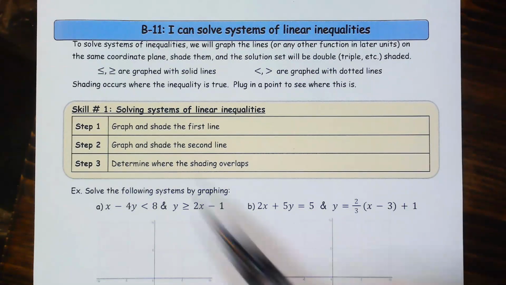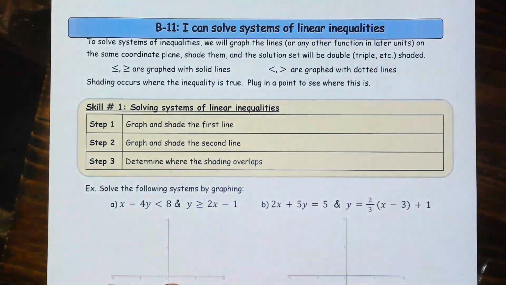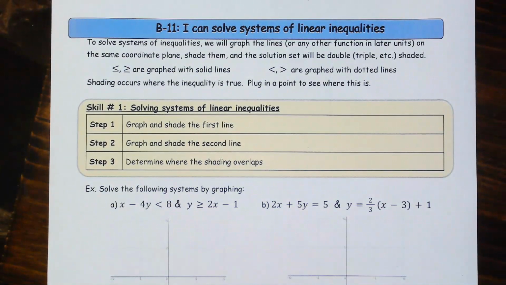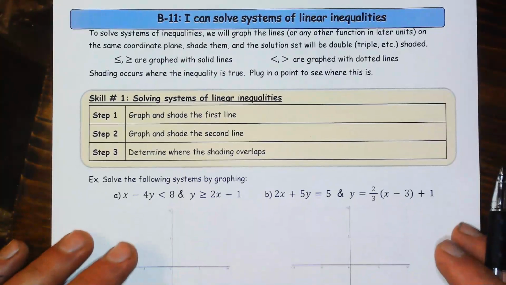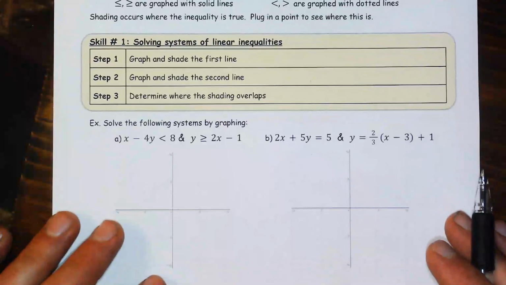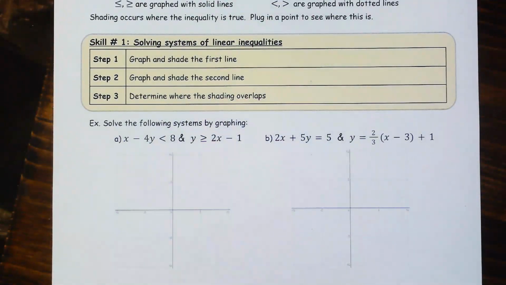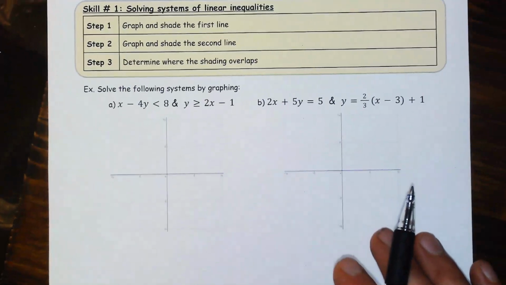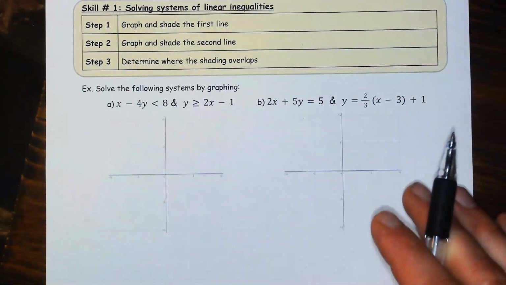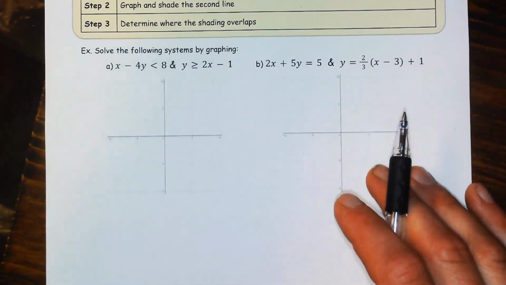So we use solid lines and dotted lines. Less than or equal to and greater than or equal to are solid. Less than and greater than are dotted. And then you shade where the inequality is true. If y is isolated, you can think up and down. If not, testing a point is super helpful. So anyway, graph and shade the first, graph and shade the second. You could add steps 4, 5, 6, depending on how many lines you have. But these ones just have a couple lines.